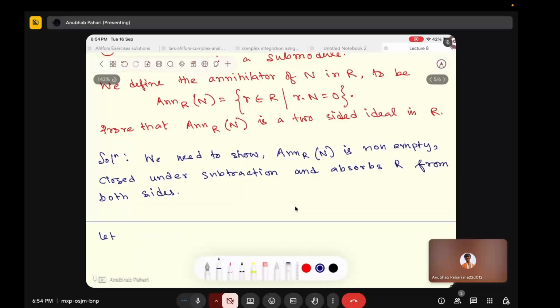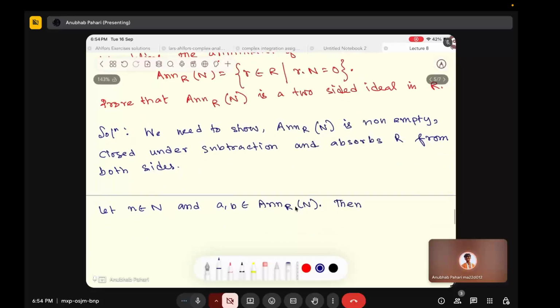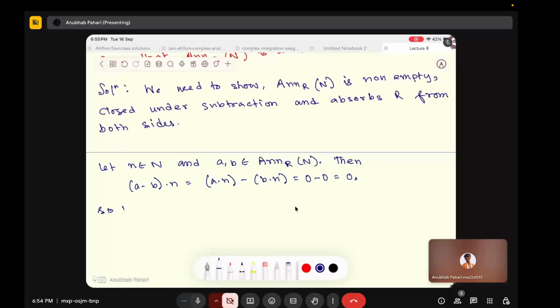So let small n belongs to capital N and a, b belongs to the annihilator of N. Then we have (a minus b) dot n equals a dot n minus b dot n, which is 0 minus 0 equals 0, so that we have a minus b belongs to the annihilator of N.